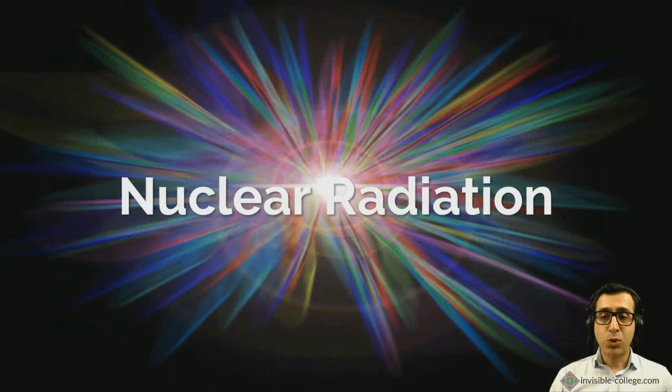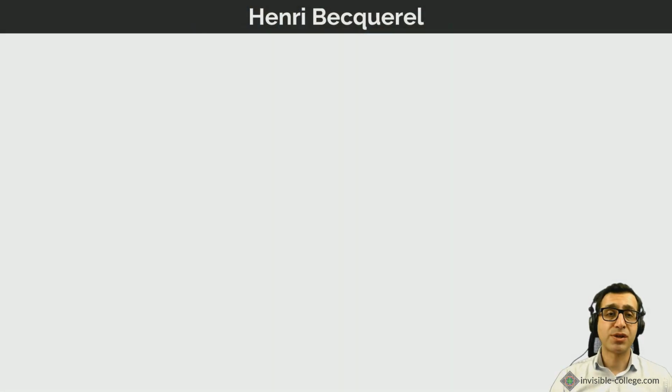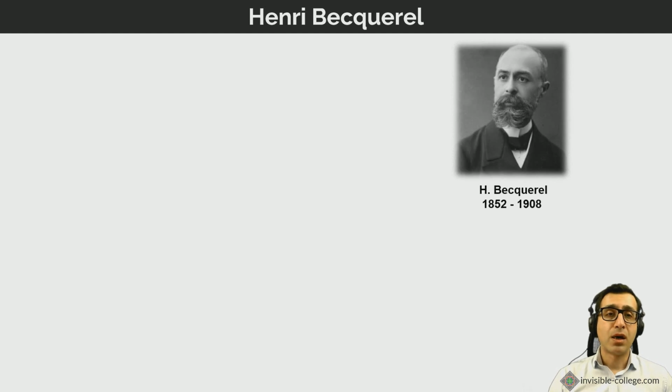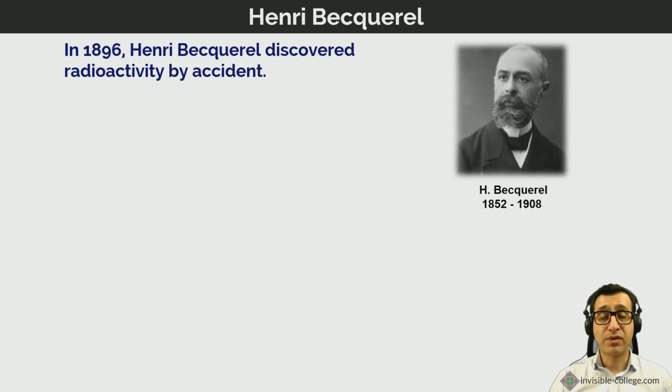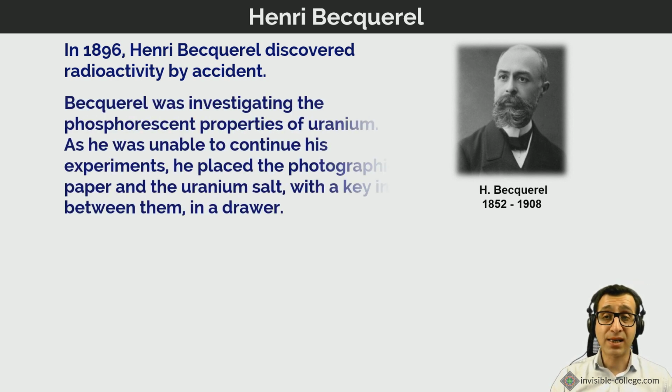Okay, so let's talk about nuclear radiation in a little bit more detail. We've mentioned alpha, beta, and gamma radiation. So we need to look at the properties and the characteristics of these different kinds of nuclear radiation. So it was Henri Becquerel who first discovered radioactivity, and this was discovered effectively by accident. He was investigating the phosphorescent properties of uranium, and because he was unable to continue his experiments, he placed the photographic paper and the uranium salt that he was experimenting on with a key between them accidentally in a drawer for storage in the kind of gap that he took between doing one experiment and the next.